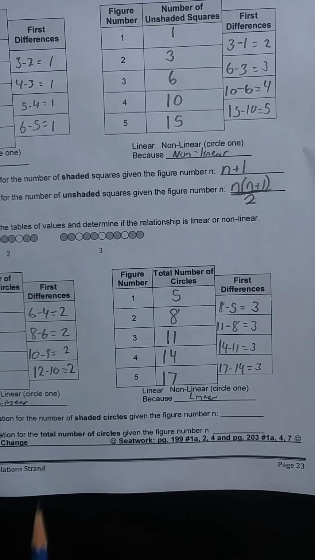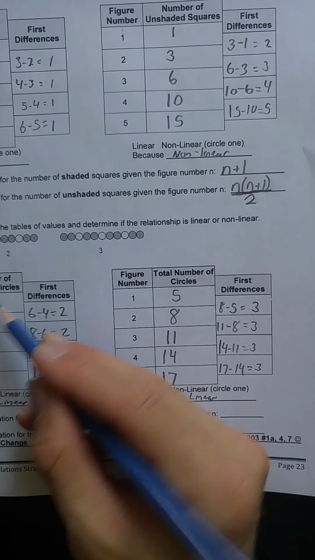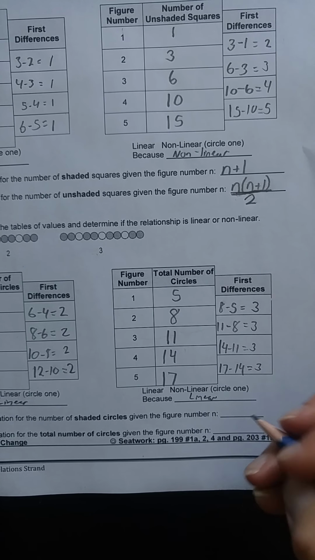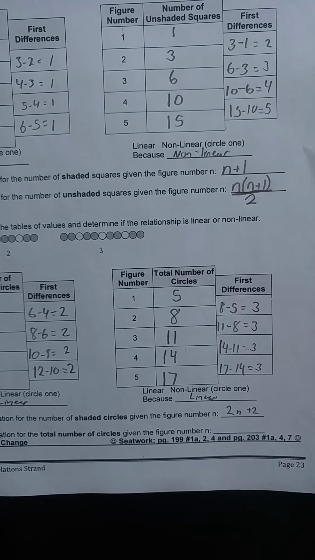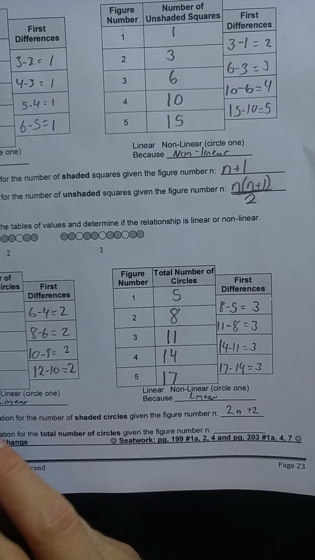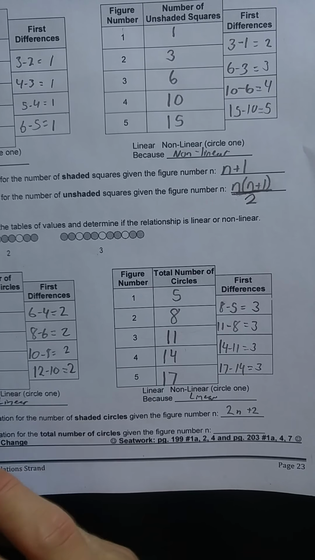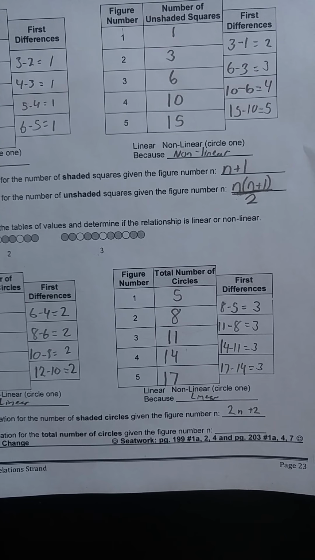Okay, so write an equation for the shaded circles. So shaded circles, you know what? It's always increasing by 2. We'll do 2n plus 2, okay? 2 times our number, so 2 times 1 is 2, plus 2 is 4. 2 times 2 plus 2 is 6. 2 times 3 is 6, plus 2 is 8. So that's our proper one.